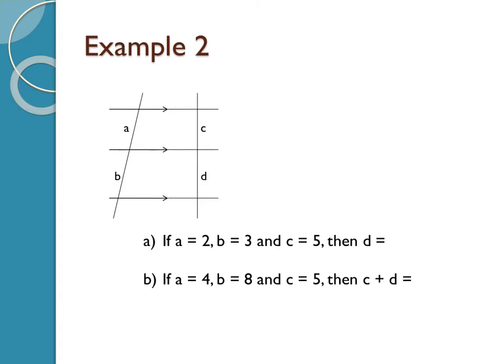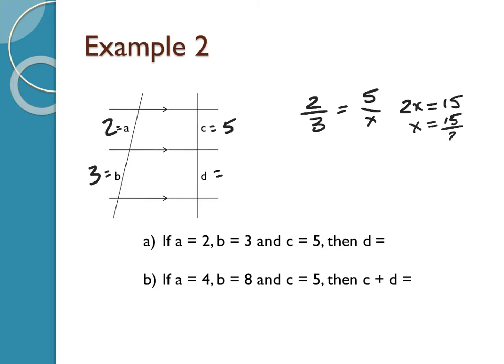Okay, if A is equal to 2 and B is equal to 3, C is equal to 5, they want us to figure out what D is. I do 2 over 3 equals 5 over x. And then you get 15 equals 2x. And then 15 divided by 2. She was getting there.